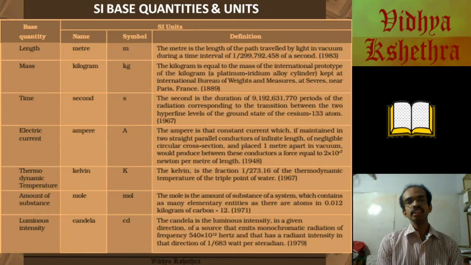Then for luminous intensity, the SI unit is candela. Symbol is cd. And the definition is: the candela is the luminous intensity in a given direction of a source that emits monochromatic radiation of frequency 540 into 10 raised to 12 Hz, and that has a radiant intensity in the direction of 1 by 683 watt per steradian.